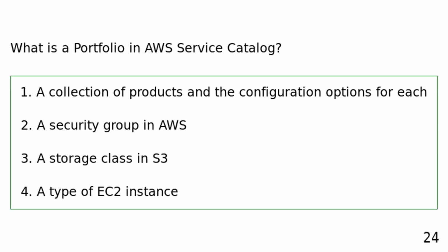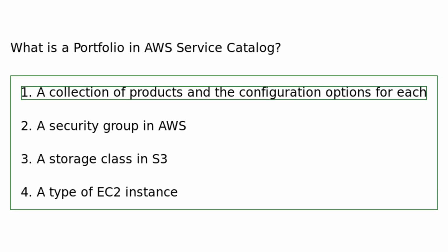What is a portfolio in AWS Service Catalog? A collection of products and the configuration options for each. A security group in AWS. A storage class in S3. A type of EC2 instance. A portfolio in AWS Service Catalog is a collection of products along with the configuration options for each product.